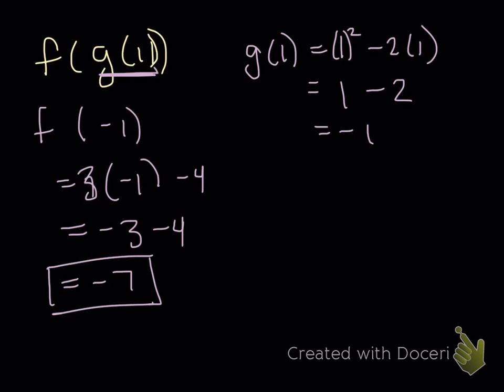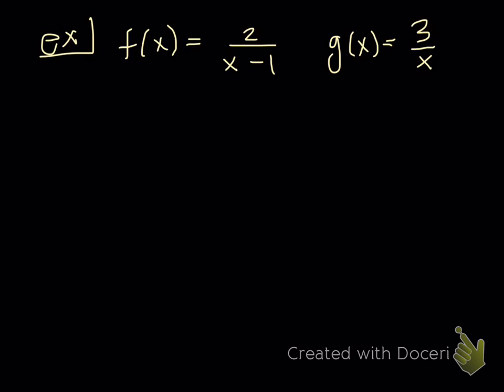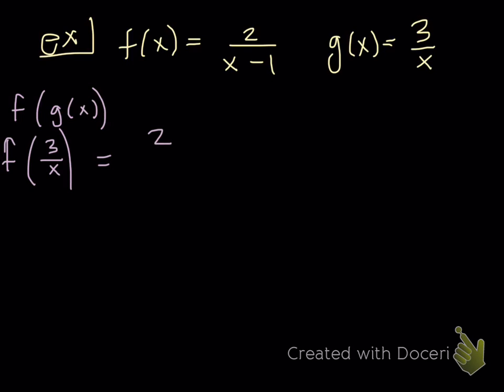The next one we're going to evaluate, and then we'll discuss how to find the domain. So here we have f of x is 2 over x minus 1, and g of x is 3 over x. So we're just going to find f of g of x, and then we'll discuss the domain. So essentially I'm evaluating the f function at 3 over x. So I have 2 over this 3 over x minus 1. So we need to simplify this a little bit.